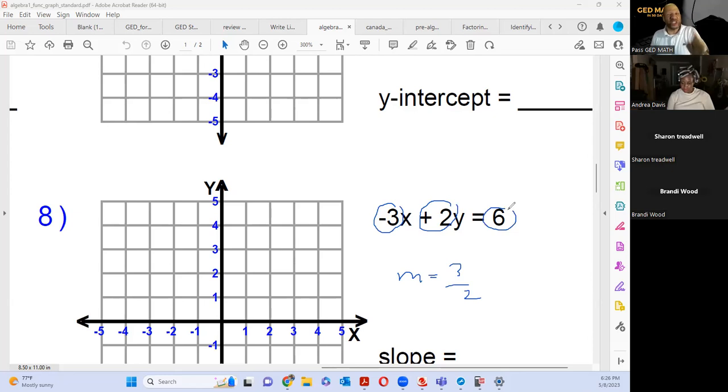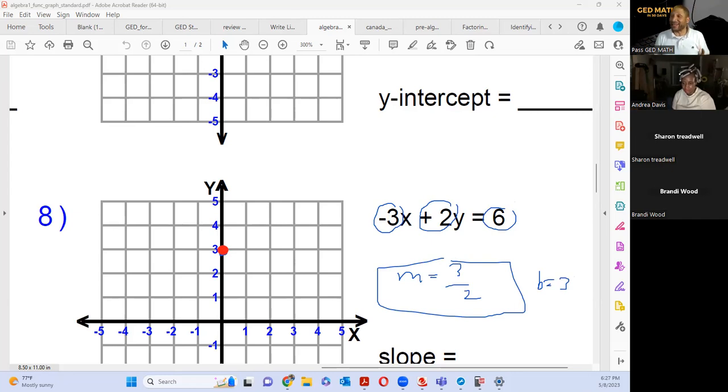And I've been saying it so much. Opposite of A over B. +3/2, I'm done. Slope is 3/2. Y-intercept, 6/2. My y-intercept is 3. Let me graph 3. Now, let me change my color so you can see it. My y-intercept is 3. Now, I chose this one on purpose because my slope says 3/2.